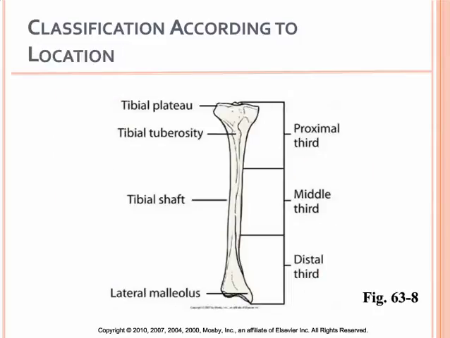Classifications are also done according to the location on the bone. So with this tibia, you can see that in the proximal third of the bone, there's a tibial plateau and the tibial tuberosity, both of which can be fractured. The middle third is where the tibial shaft would be, and the lateral malleolus is the distal third.